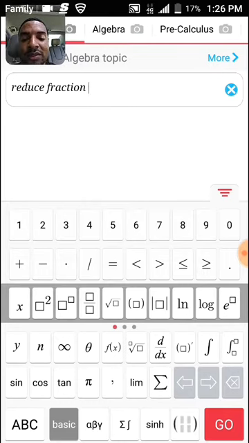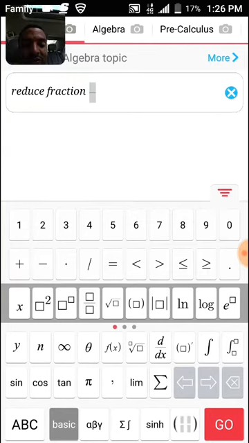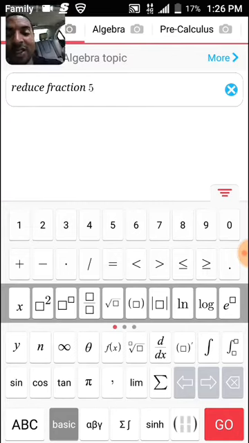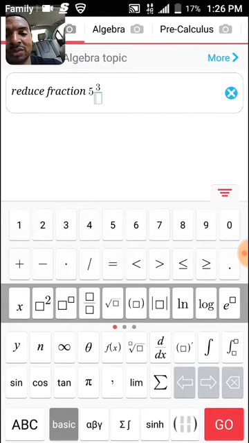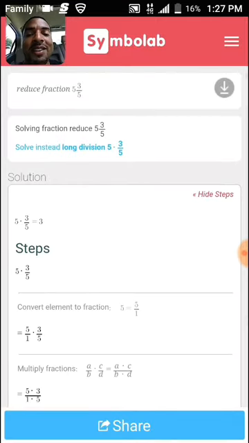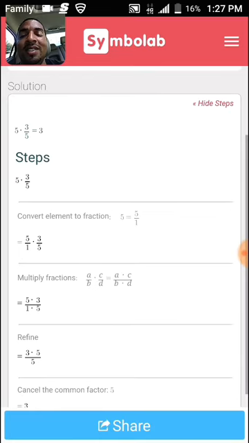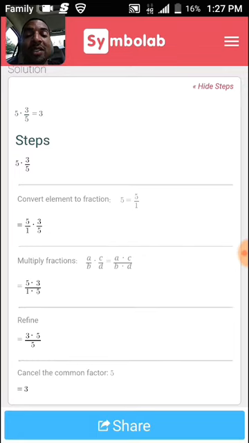Well, what if we have a fraction with a whole number? Let's say we have 5 and 3/5. Then you ask yourself, can we reduce this? Let's look at it. 5 times 3/5 equals 3. And let's look at the steps.